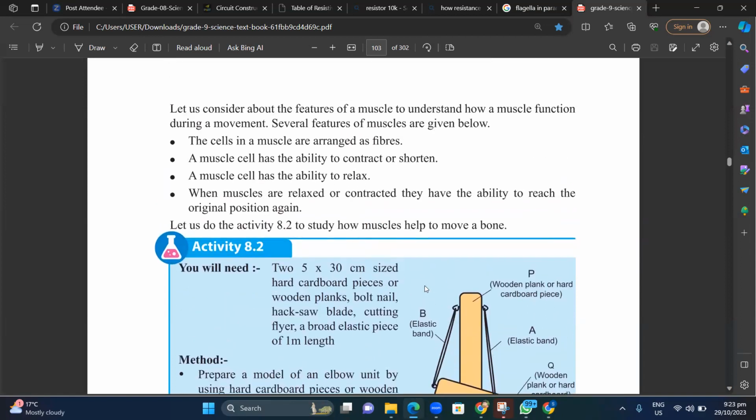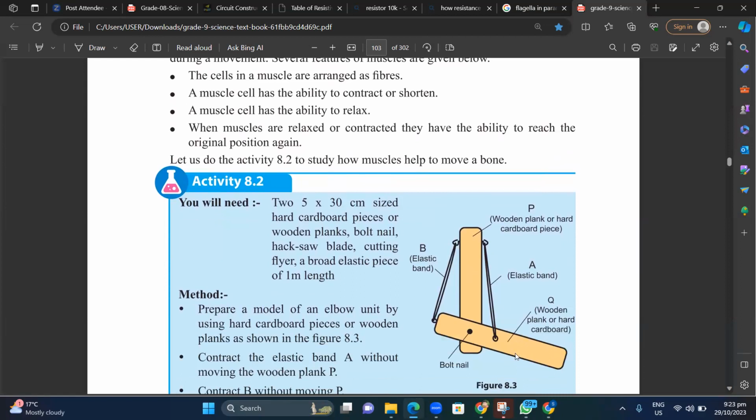But the muscles, what's the duty of muscles? Muscles are acting like these elastic bands. The muscles are acting like elastic bands. So let's see a small video on this, and then we'll discuss the remaining part.